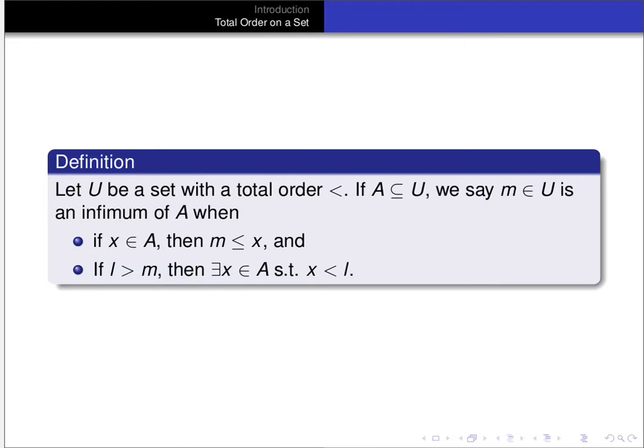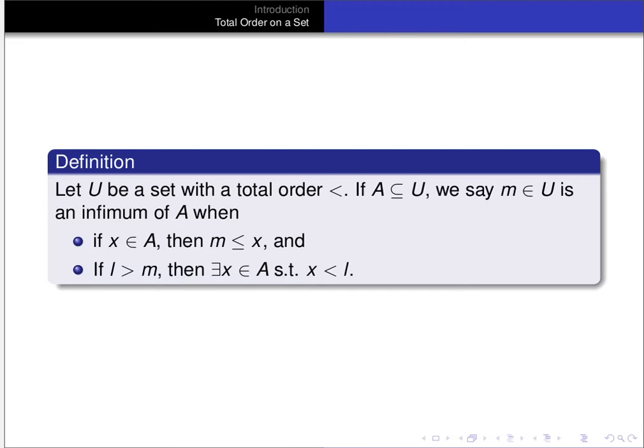Okay, so now we're going to define the concept of an infimum of a set. So essentially, the infimum is just the greatest lower bound, really. Okay, but we define it slightly differently. Let's let U be a set with a total order. If A is a subset of U, we say M is an infimum of the set A if, first of all, it's a lower bound. So M is less than or equal to everything in A. That is, if X is in A, then M is less than or equal to X.